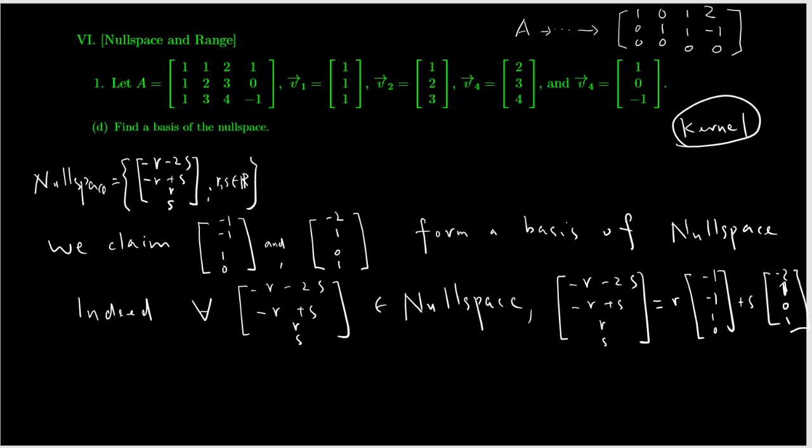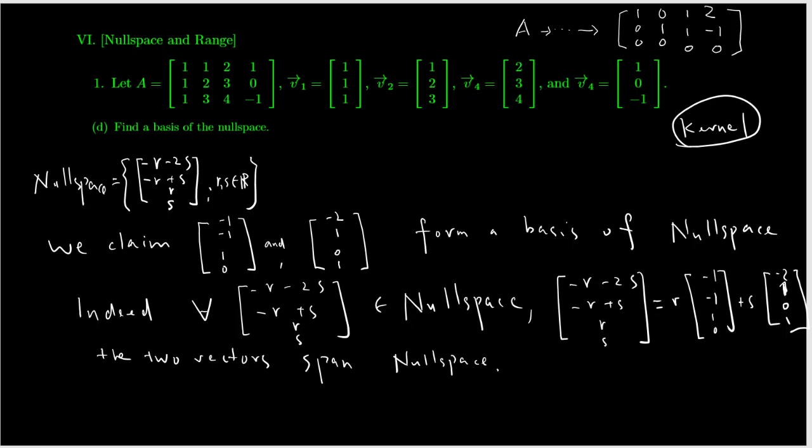We have seen that many times. You know it's true. So by that we mean the two vectors, and maybe I will write the conclusion: the two vectors span the null space. That's one of the two conditions.